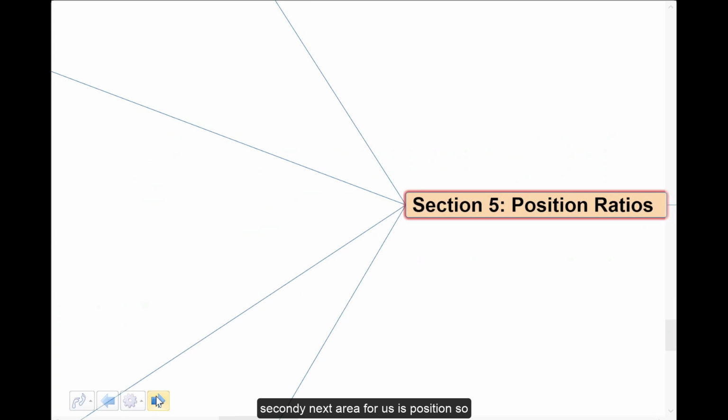Next area for us is position. So we've been through the first four. We saw some formulas that are, in the main, reasonably easy to calculate. One or two a little bit tricky.